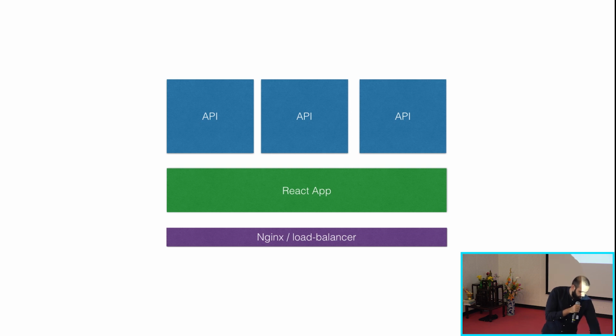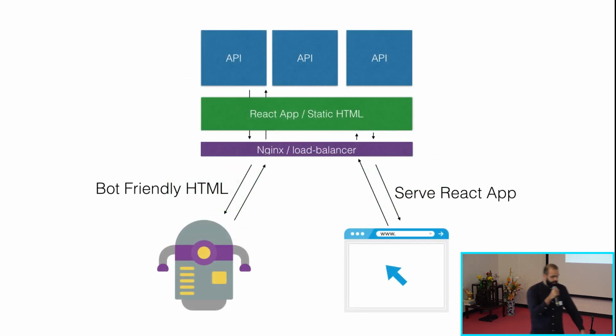So here's how I'm proposing to do it. Basically, when a browser accesses your site, they get the React app, with all the nice animation and everything. And then when a bot accesses your server, they get served HTML that's friendly for them. Now, in iOS apps, you don't have to be bot friendly because you're building for the user. So why do we have to take that responsibility for your front end? It makes no sense.